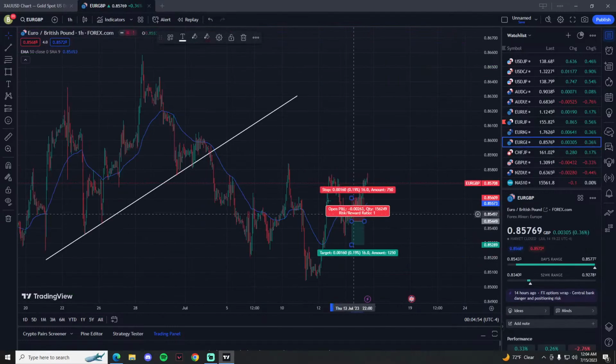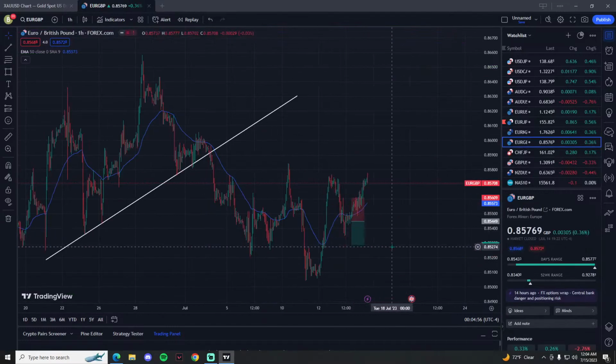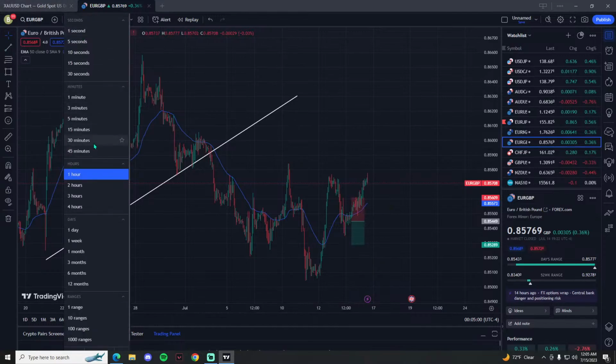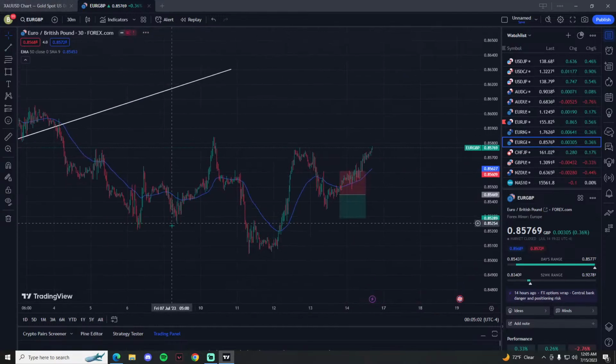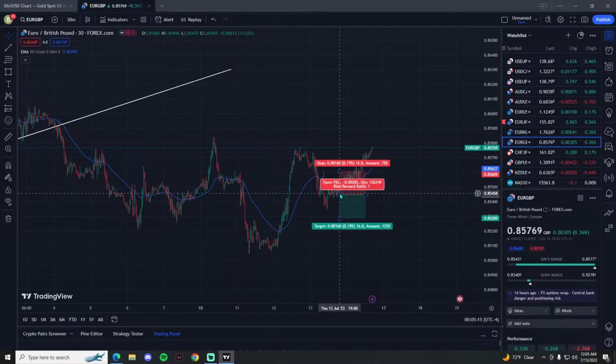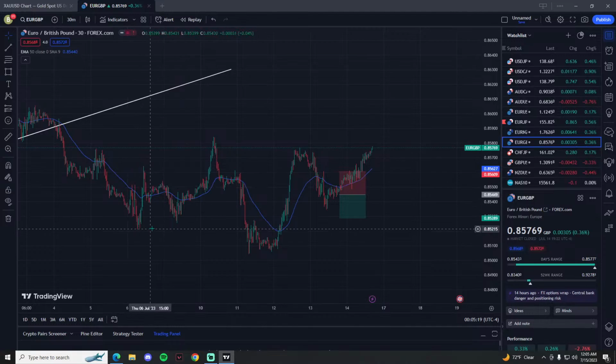Euro GBP. This one sucked. I was pissed off about this. This made no sense to me. I was on the 30-minute timer. Just watch, guys. There's a line here. I was like, okay, well, it was staying in between this line, so it shouldn't want to climb back up. It pushed down.